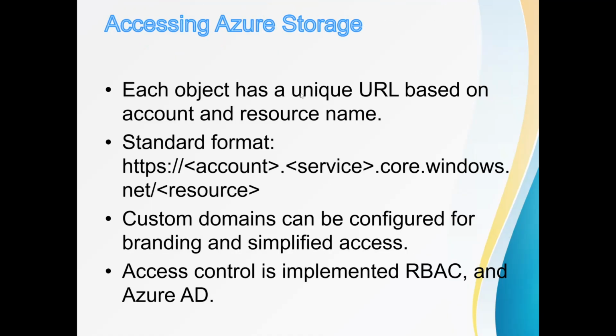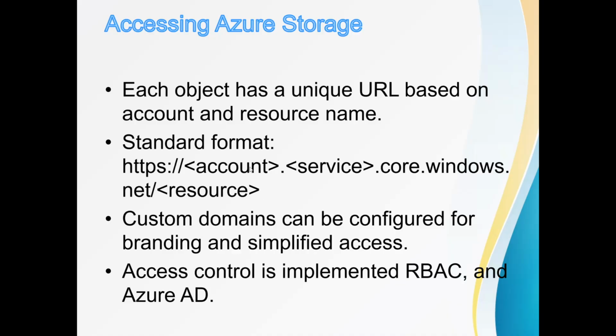Now, once we know the redundancy and replication strategy for the data in storage services, we should also think about accessing the storage. In Azure storage, each object has its unique URL based on the account and the resource name. The standard format is account, service, and core.windows.net, and the resource name. For each storage service there is a different standard format, and it is HTTPS based. Custom domains can be configured for branding and simplified access.